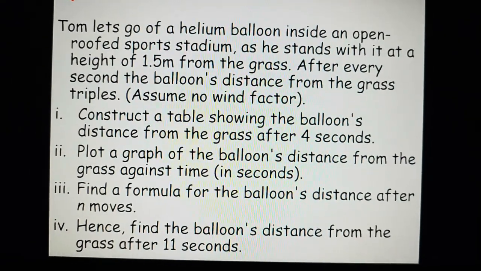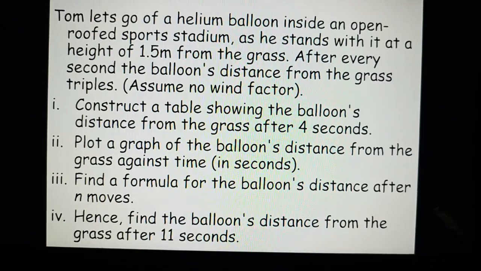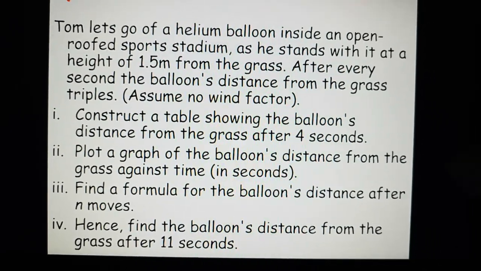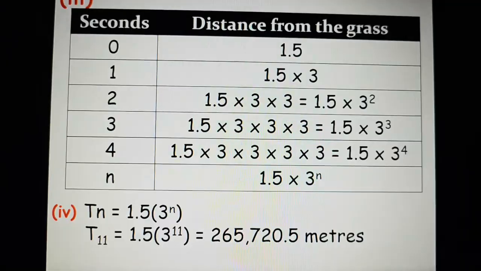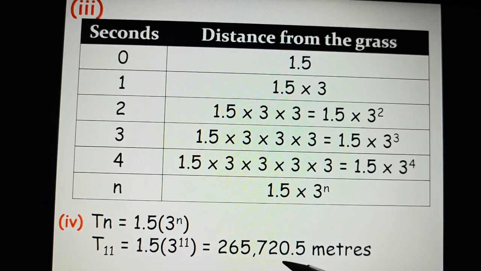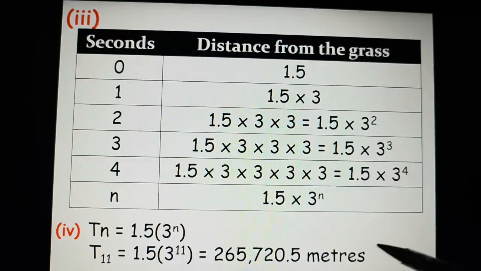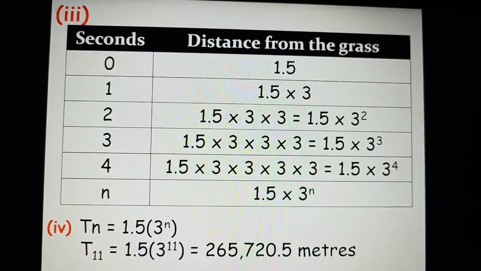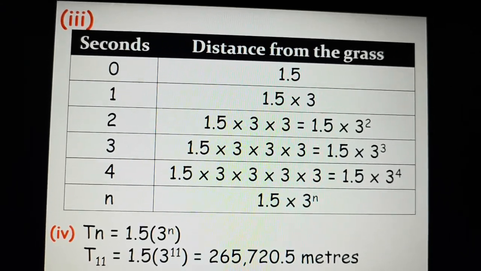And part 4 says, hence, using what you just did, find the balloon's distance from the grass after 11 seconds. So n is going to be 11. Sub into that t of n formula and you'll get out 265,720.5 metres. Okay, so that's how far it is away from the grass after 11 seconds.